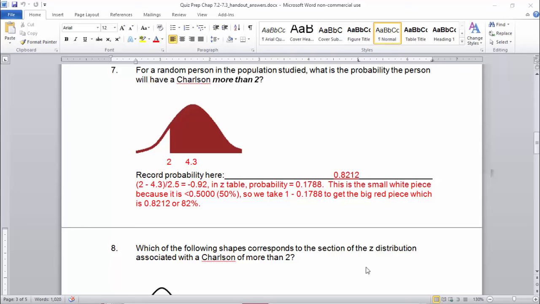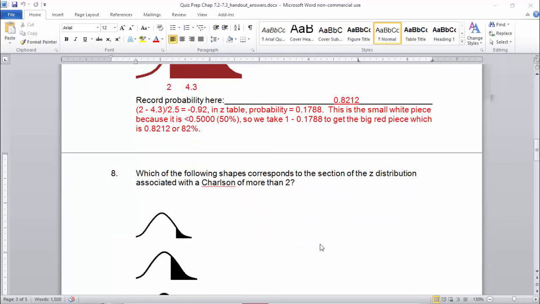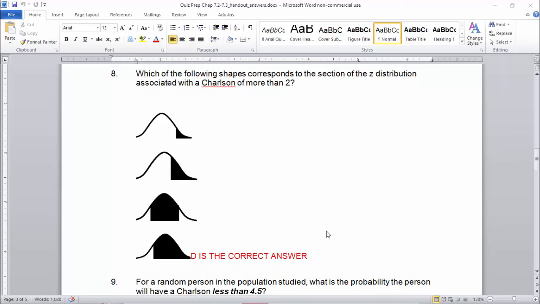And just to remind you what the actual quiz looks like, here is the answer to question 7 in the quiz. Of course, I drew this little picture for you when I give you the answer, but the question doesn't have room for that. Instead, question 8 asks, which of the following shapes corresponds to the section of the z distribution associated with a Charleston more than 2? Well, now you're a pro here. D is the correct answer.